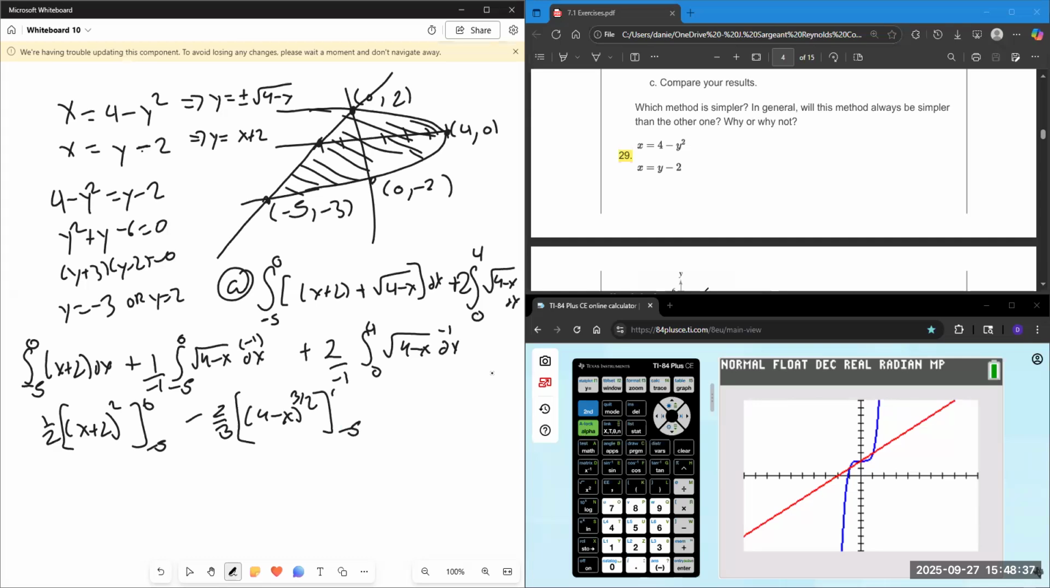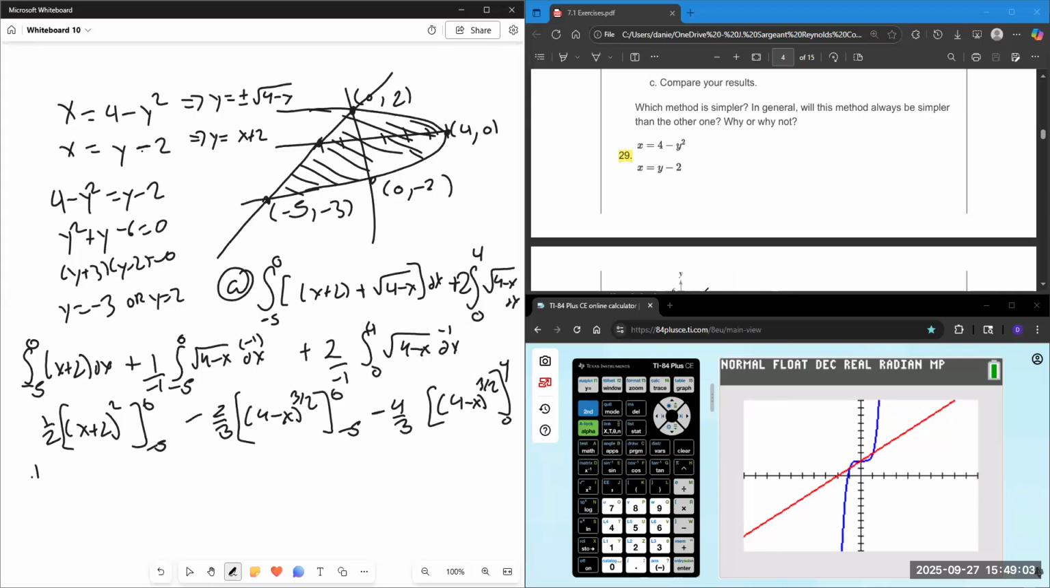Negative 5 to 0. This is going to be minus 4/3 because it's going to be 2 times that 2/3, or negative 2 times that 2/3 that I'm about to get. 4 minus x to the 3/2. There's the 2/3. It gets multiplied by the negative 2 to make 4/3, and this goes from 0 to 4.